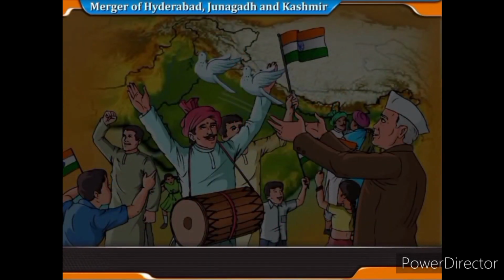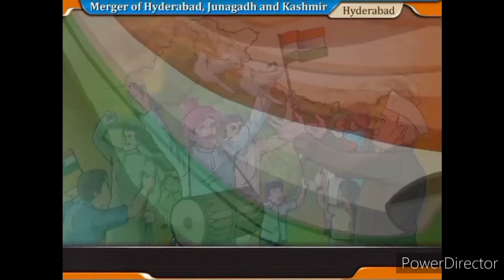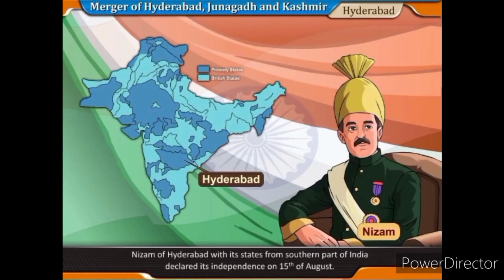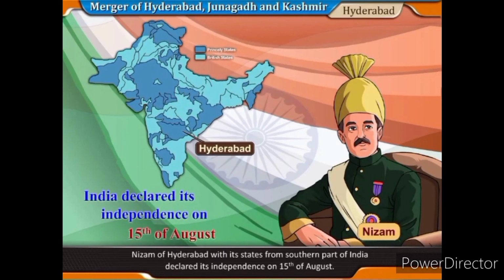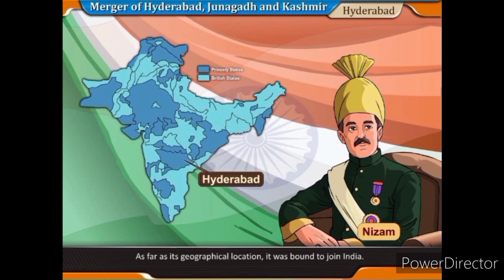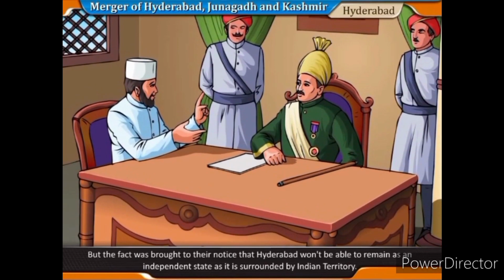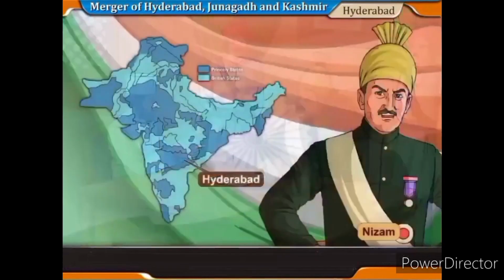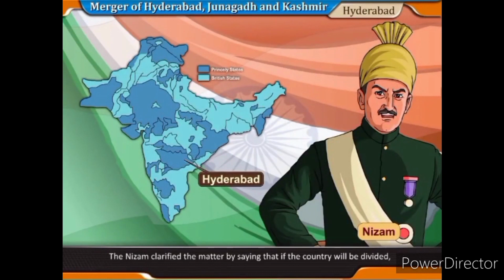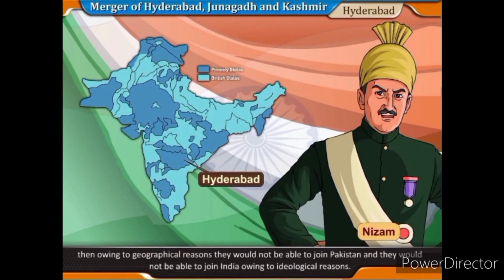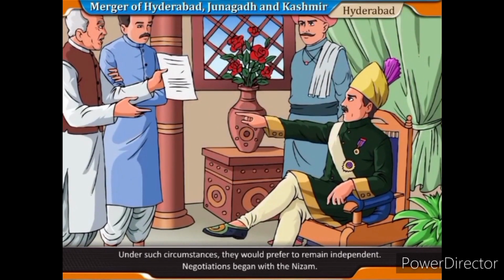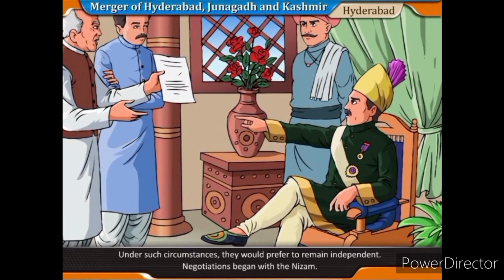Merger of Hyderabad, Junagadh and Kashmir. Hyderabad. The Nizam of Hyderabad, with its states in the southern part of India, declared its independence on 15th August. As far as its geographical location, it was bound to join India. But the fact was brought to their notice that Hyderabad wouldn't be able to remain an independent state as it is surrounded by Indian territory. The Nizam clarified the matter by saying that if the country was divided, then owing to geographical reasons, they would not be able to join Pakistan and they would not be able to join India owing to ideological reasons. Under such circumstances, they would prefer to remain independent.